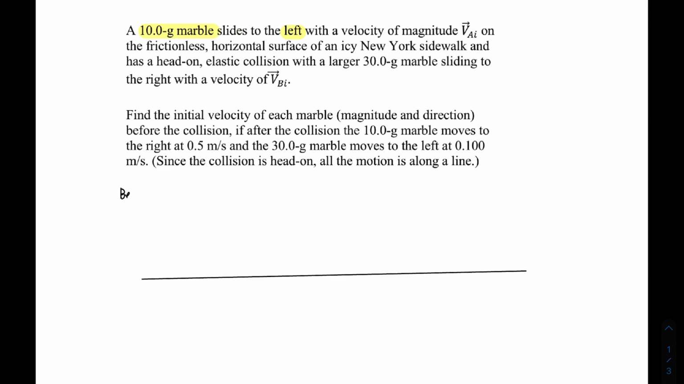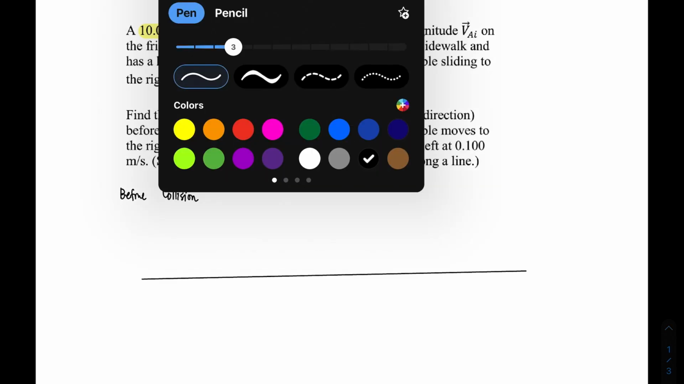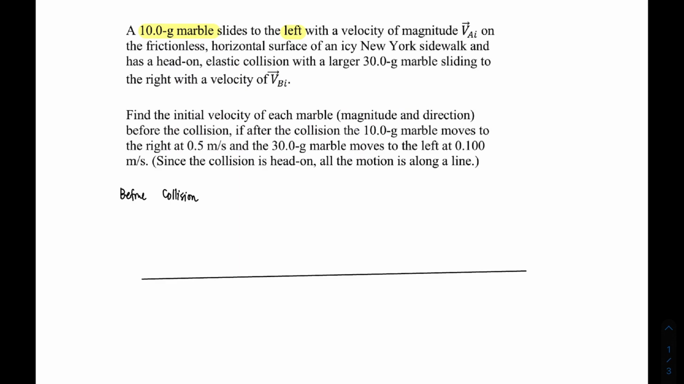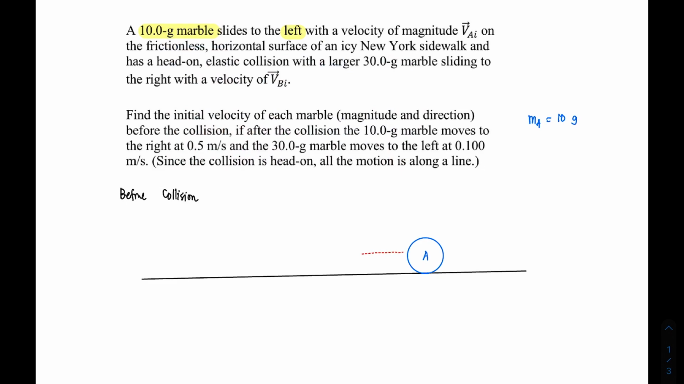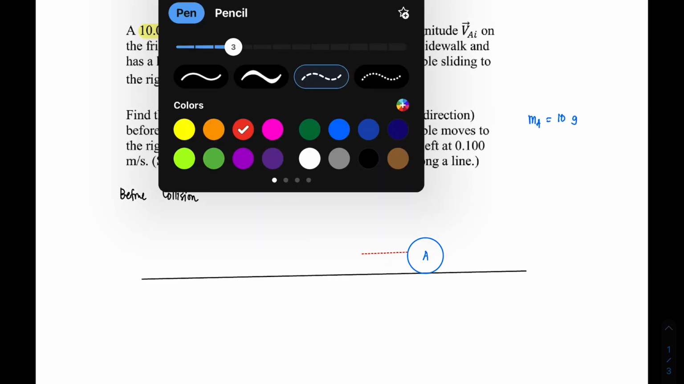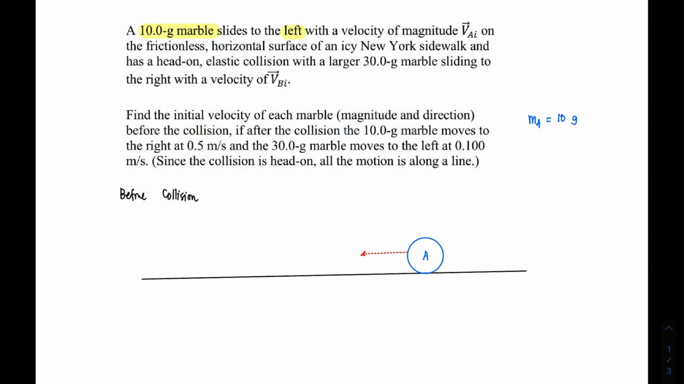Now I will label this as before collision. The very first marble that is stated in the problem is your 10 grams. So I am going to denote that as my marble A. I'm going to write also here MA is equal to 10 grams. And then it moves to the left. So that means it's moving towards this direction with a velocity of, it's actually an unknown velocity, VAI.